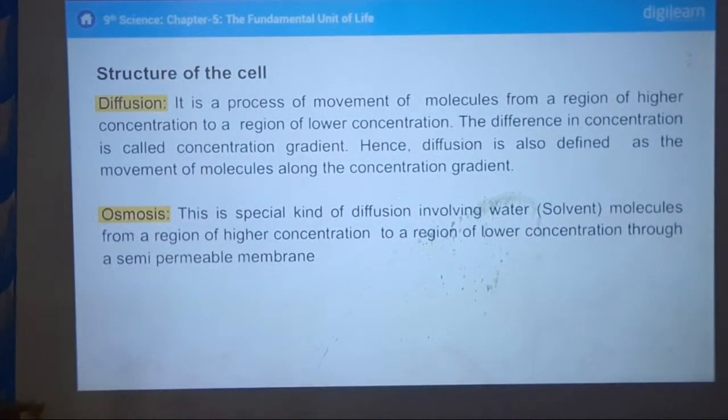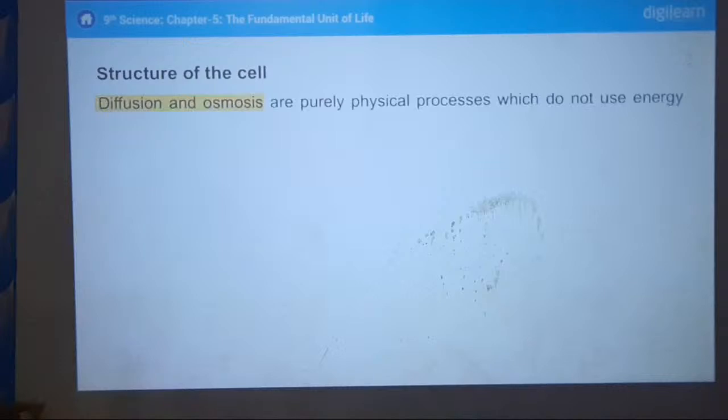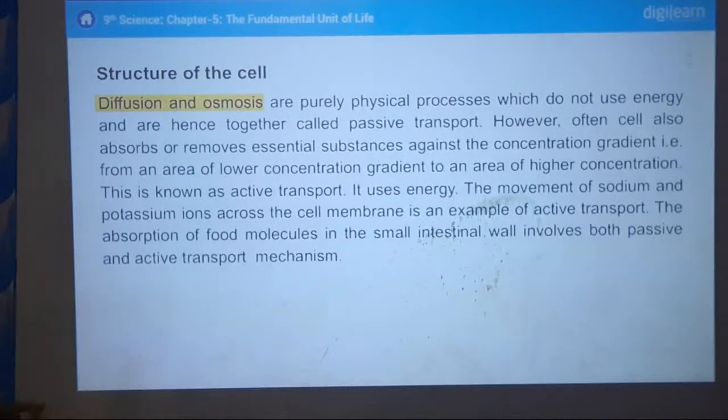Osmosis. This is a special kind of diffusion involving water or solvent molecules from a region of higher concentration to a region of lower concentration through a semi-permeable membrane. Diffusion and osmosis are purely physical processes which do not use energy and are hence together called passive transport.